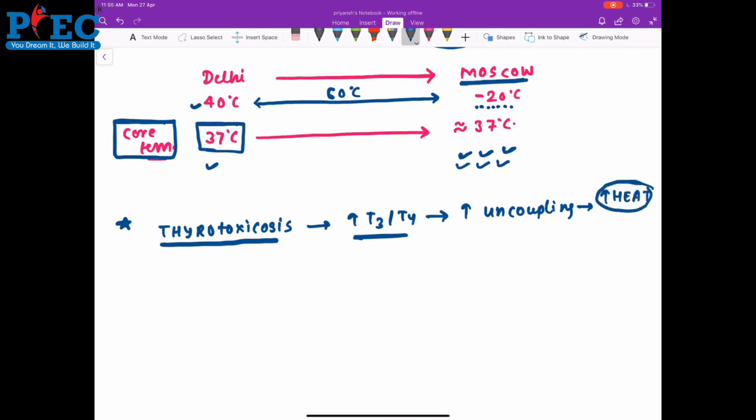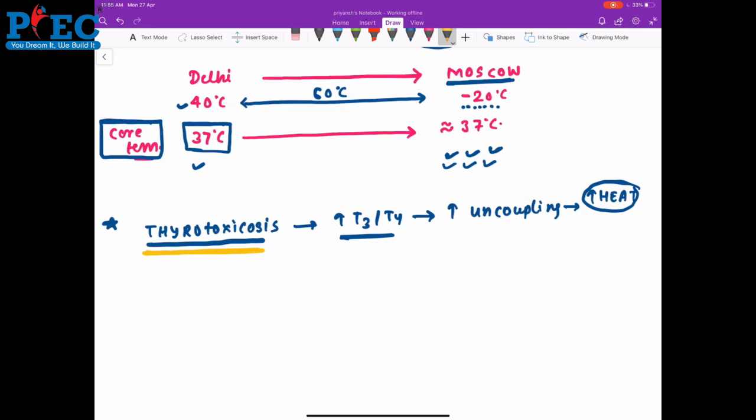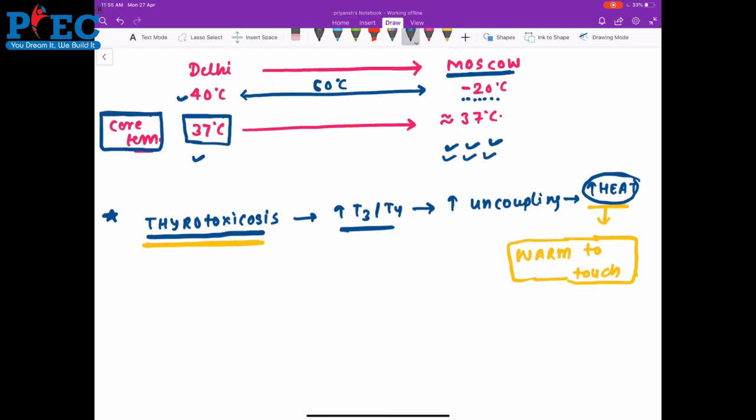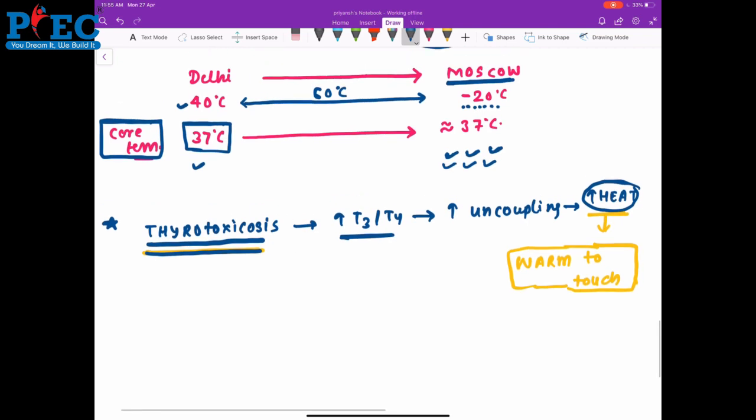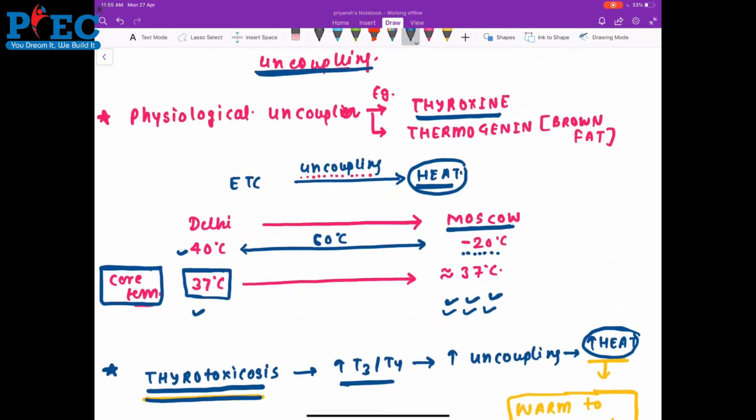That is why hyperthyroid or thyrotoxicosis patients are doing more uncoupling, meaning more heat, so they are always warm to touch. Whenever you touch a patient of hyperthyroidism or thyrotoxicosis, they will always be warm to touch. The reason is that thyroid hormone leads to uncoupling and they have more thyroid hormone. The vice versa is also true. The hypothyroid patient will be cold to touch because there is less uncoupling. So these are the various physiological uncouplers we have.